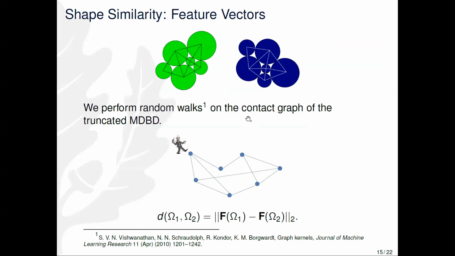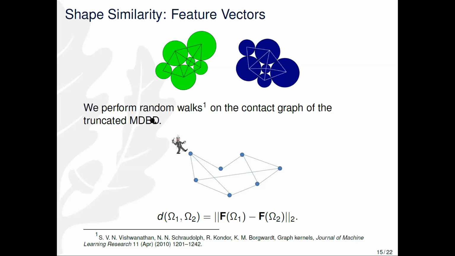Now let's see what we can do with MDBD. So we can use a graph to capture the tangency pattern between the balls inside the MDBD, and then we can use graph analysis tools to perform shape analysis on the domain. One advantage of graph analysis is that its result is invariant with rigid body translation, scaling, and mirror reflection.